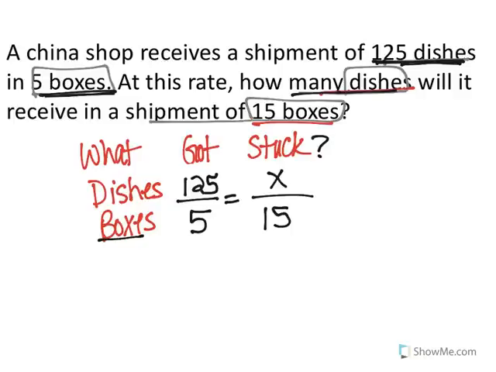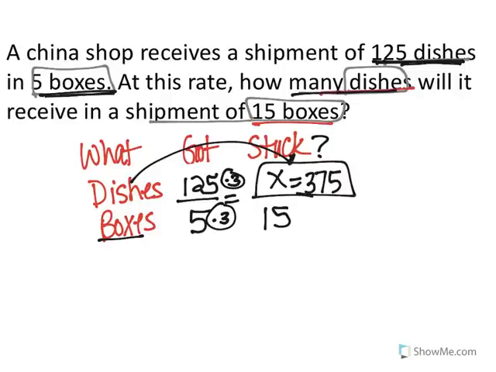All right, we can solve it now. Let's use our scale factor. How do you get from 5 to 15? 5 times 3. What you do to the bottom, you must do to the top. 125 times 3. That will give you 375. So this right here is your answer. In 15 boxes, you're going to get 375 dishes.